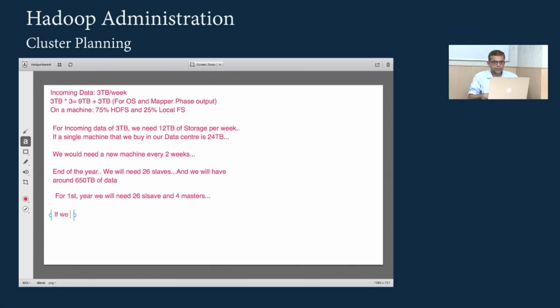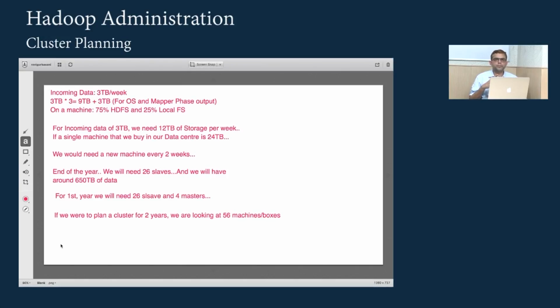So if we were to plan a cluster for 2 years, we are looking at 56 machines or boxes. This is how you define the size of your cluster.